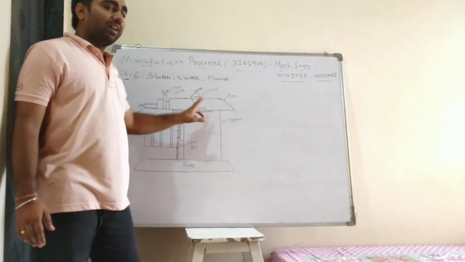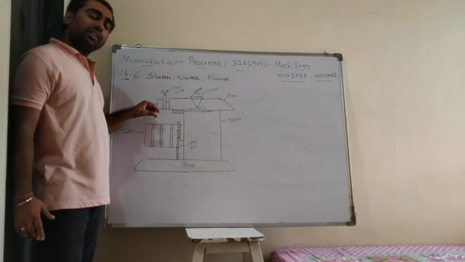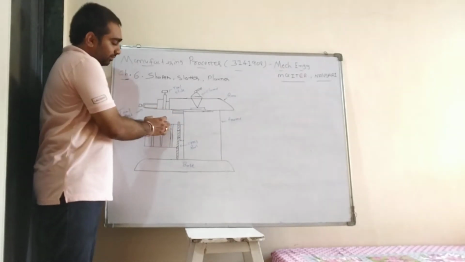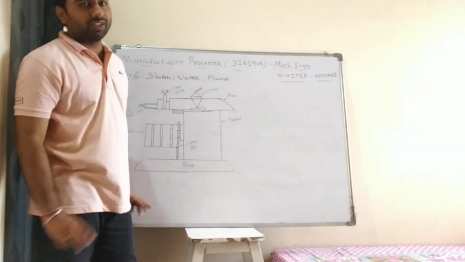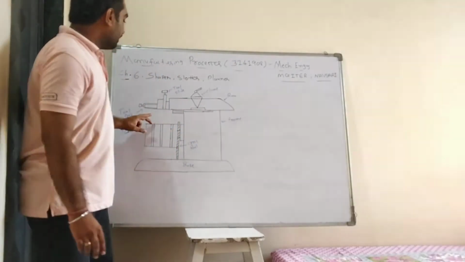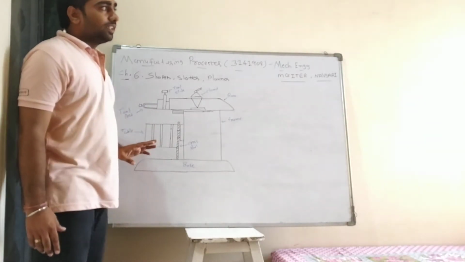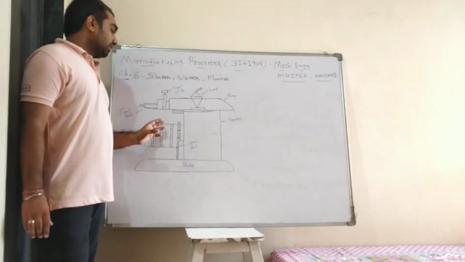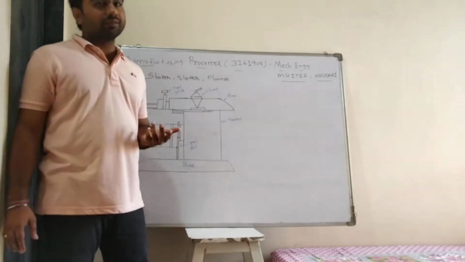The ram reciprocates, and the tool is fitted in the tool post, so the tool reciprocates. The upper side of the workpiece is cut and removed by the tool. The tool must be harder than the workpiece. This is most important, because if the tool is softer than the workpiece, there are high chances of the tool breaking.